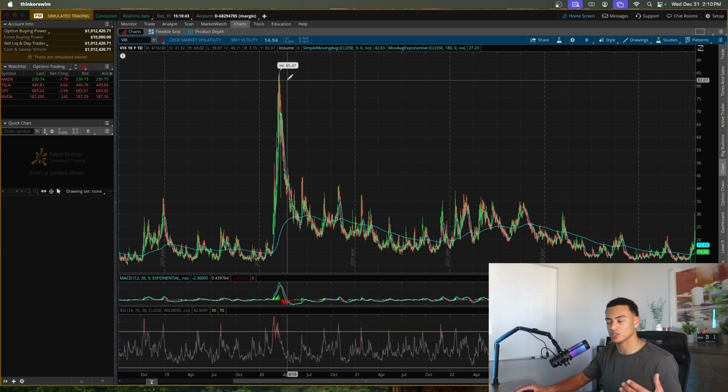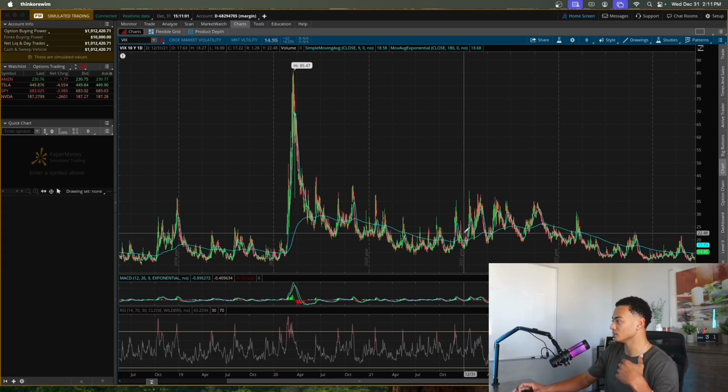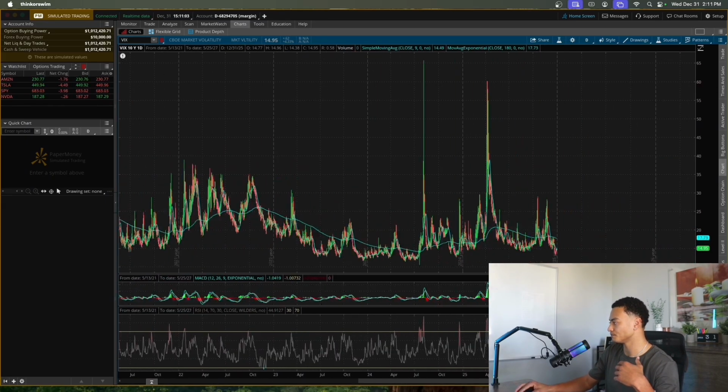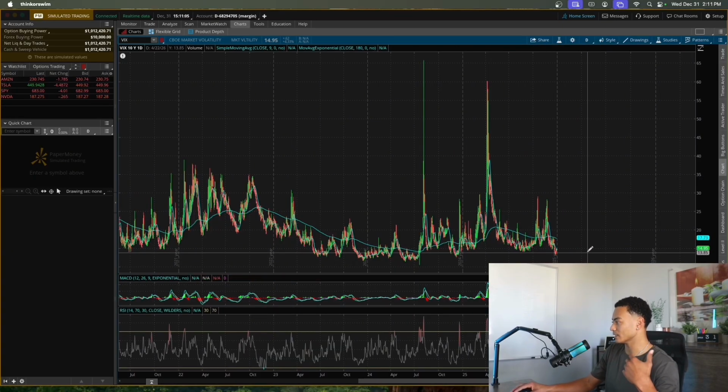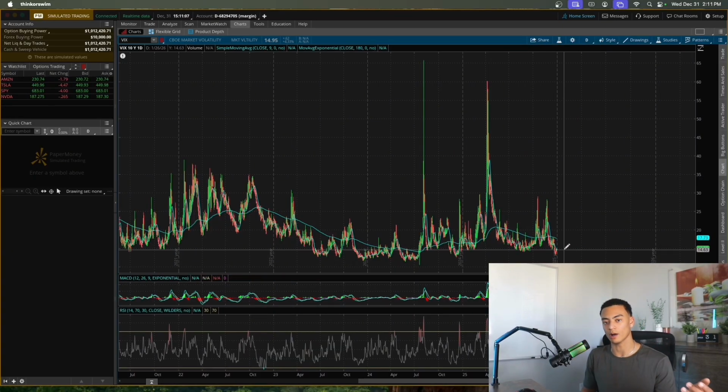The VIX essentially just shows fear in the market. It's based on S&P 500 options, and it's just the volatility over the past 30 days. The VIX, volatility, fear index, whatever you want to call it. So usually if it's below 15, so we'll go to current time, right now it's at 14.95. So that usually represents a calm market.